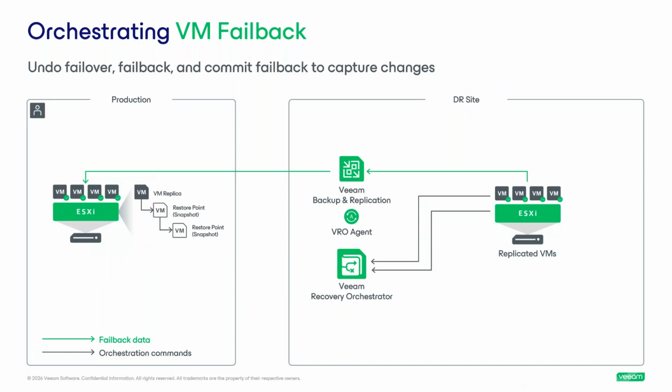VM failed back. So if that production site comes back up, it was a power outage, something that wasn't too long term. Pretty simple. Again, we're just leveraging common technology that's baked into Veeam Backup and Replication here. And we're going to say, hey, we want to take that data that's been running in that DR site and we want to bring it back. We want to fail it back.